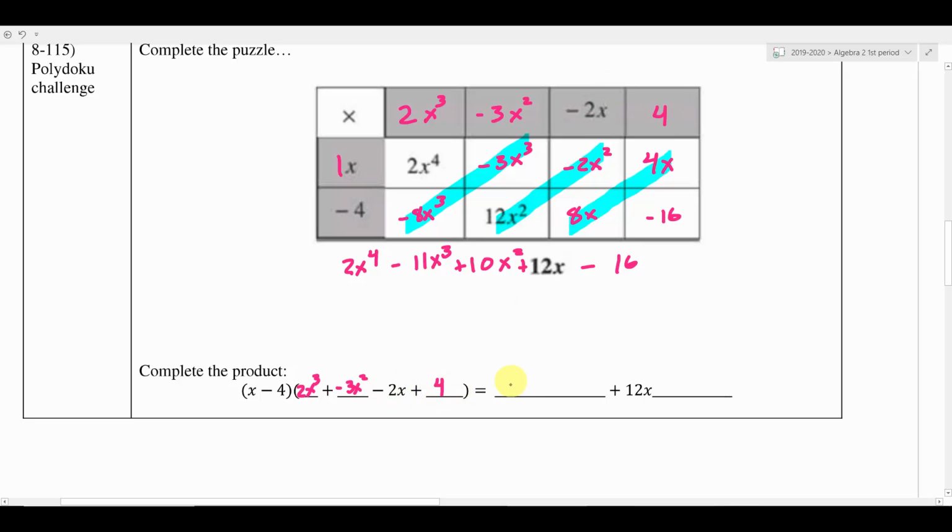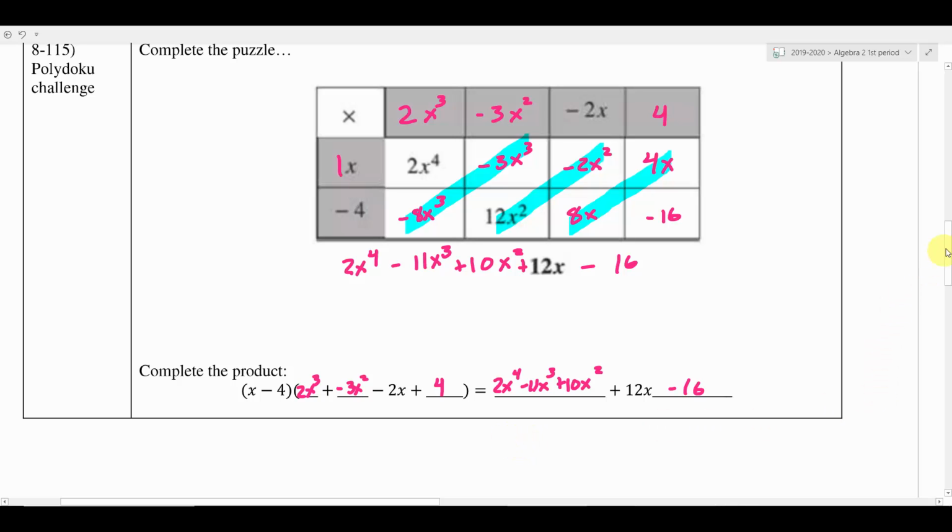Okay? And then over here, this is what we get in the bottom, right? The product of these two things is going to be right down here at the bottom of the PolyDoku. So we have 2x to the 4th minus 11x to the 3rd plus 10x squared plus 12x minus 16. All right, so I fill in that entire statement.